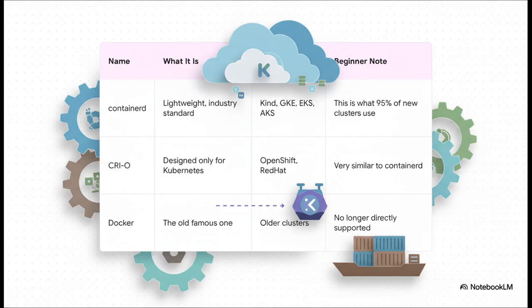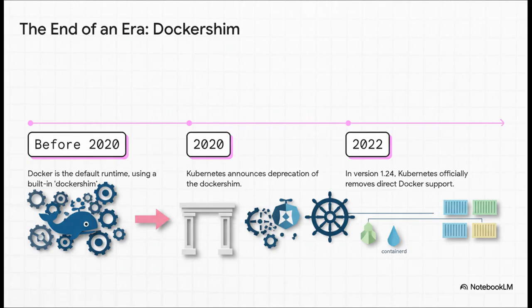Of course, you've also got CRI-O, which is kind of like its cousin, built just for Kubernetes. And then there's the old famous one, Docker. And its whole story with Kubernetes is a really important part of how we got here. And this timeline really shows that big shift.